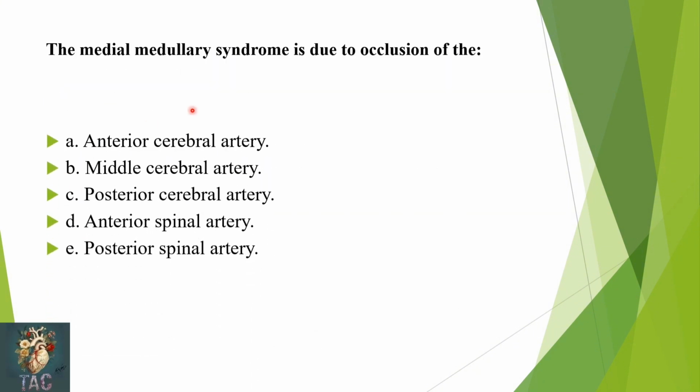Next MCQ is, medial medullary syndrome is due to occlusion of the anterior cerebral artery, middle cerebral, posterior cerebral, anterior spinal or the posterior spinal. So the correct answer is the anterior spinal artery. The infarction in the anterior spinal artery leads to the anterior medial medullary syndrome.